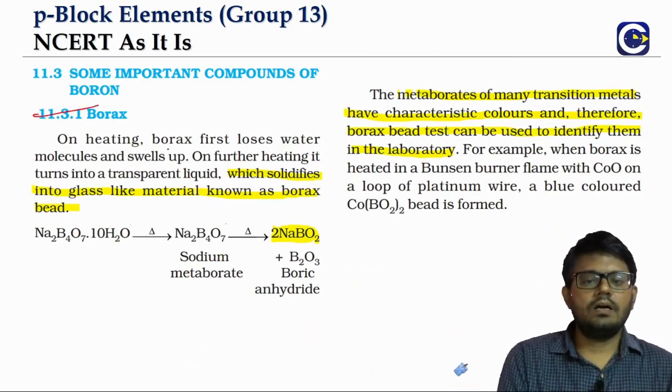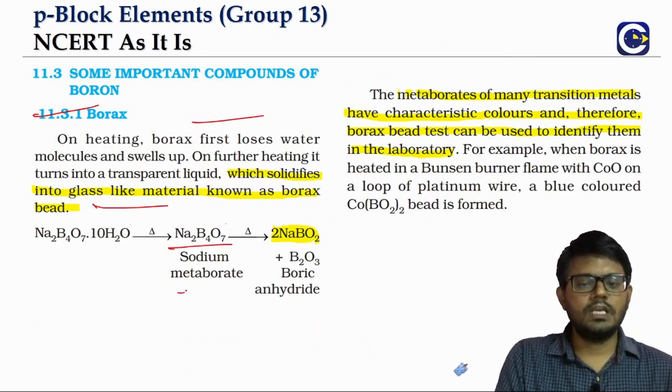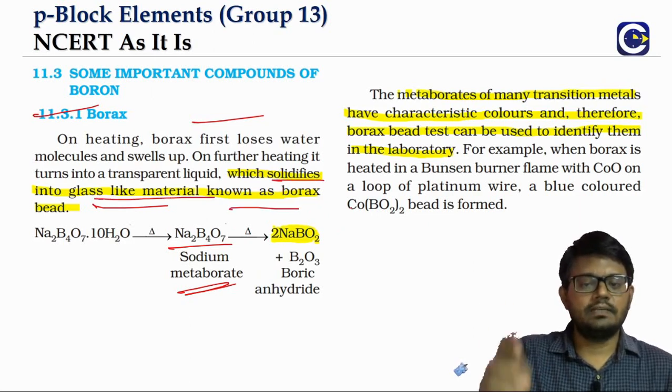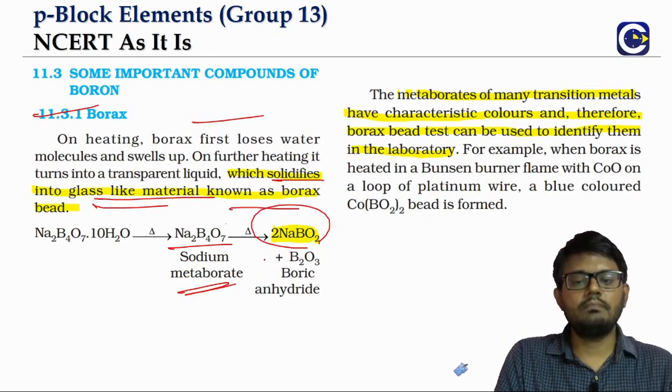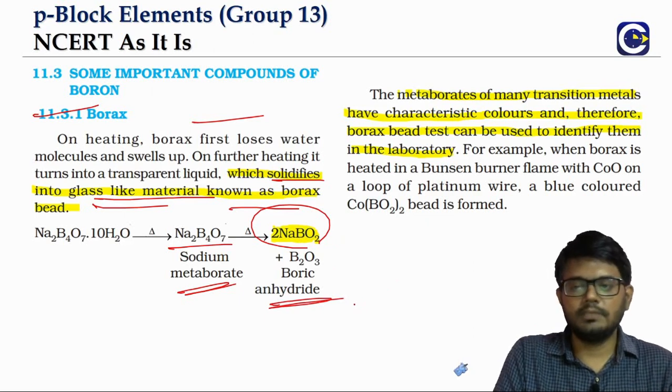Now when you take borax and heat it, first it will lose the water, forming Na2B4O7. On further heating, it will solidify into a glass-like material. That's what we call the borax bead. So sodium metaborate, NaBO2, has that glass-like finish. Along with that, we also get boric anhydride, which is B2O3.